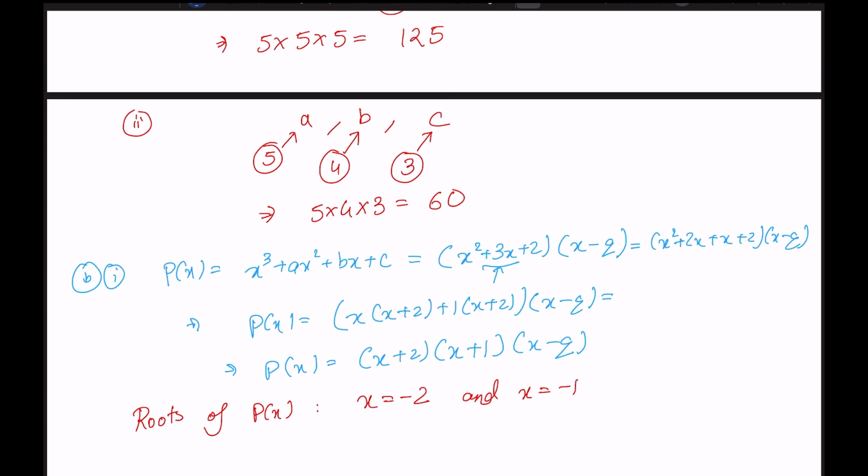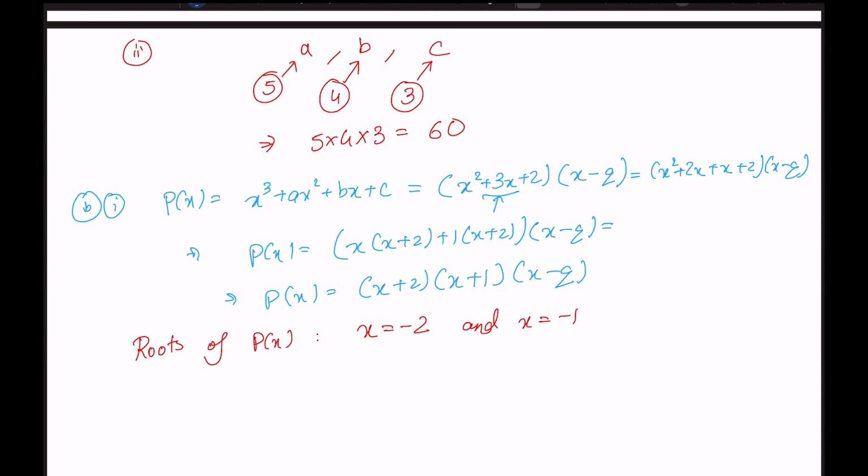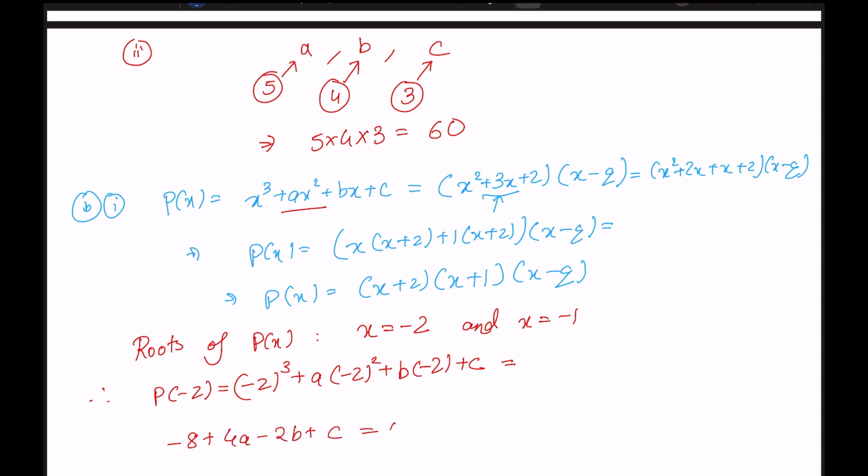Now if I plug in minus 2 and minus 1 in this equation, we should get 0, because these are the roots. P of minus 2 is 0, and P of minus 1 will also be 0. The x cubed term will be minus 2 cubed, plus a times minus 2 squared, plus b times minus 2, plus c. We can simplify it to minus 8 plus 4a minus 2b plus c. This will be equal to 0. This is our first equation.